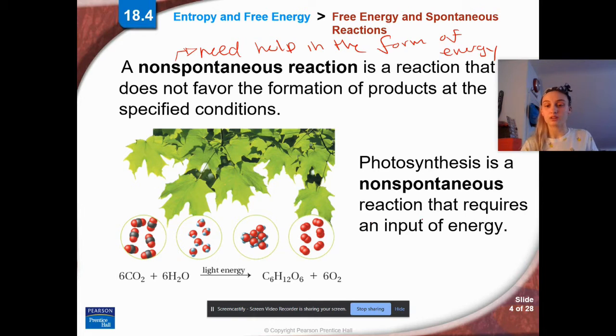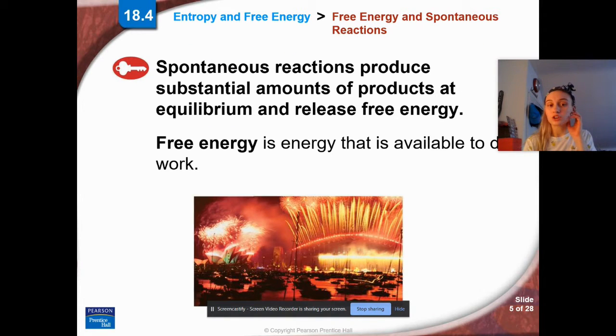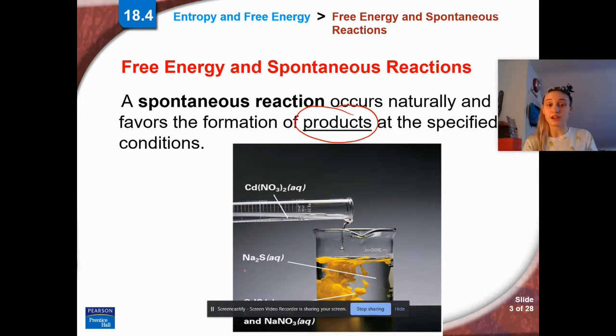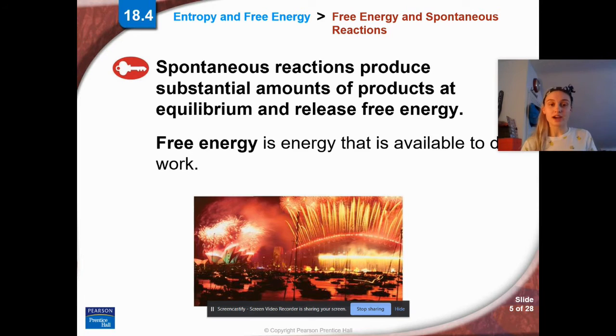Light is the energy source for the plant to do photosynthesis. So the requirement of an input of energy for photosynthesis is light. So plants use light energy as their source of energy to do their non-spontaneous photosynthesis. And so, like I said before, spontaneous reactions favor the formation of products. So because of that, spontaneous reactions produce a lot more products than they do reactants.